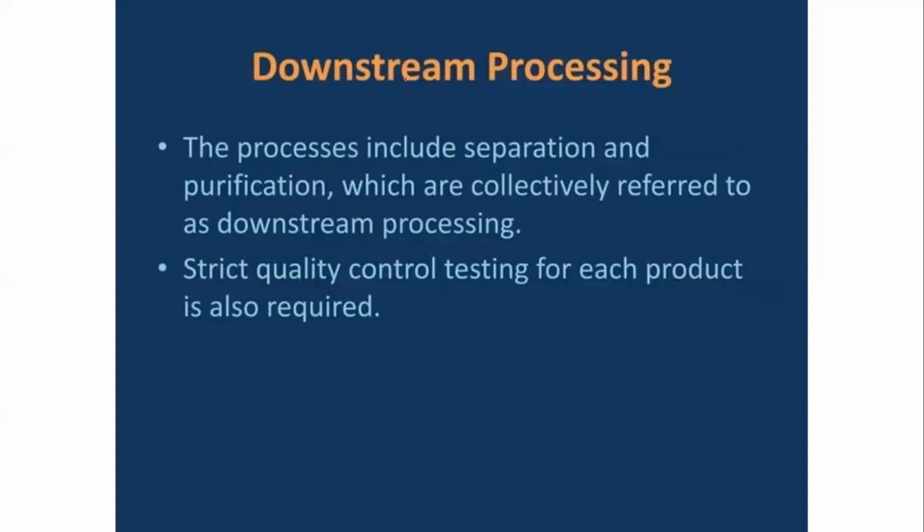So now moving to the next term, downstream processing. The process includes the separation and purification, which are collectively referred to as downstream processing. This process, whatever we discussed right now, is known as downstream processing. Strict quality control testing for each product is also required in this process.